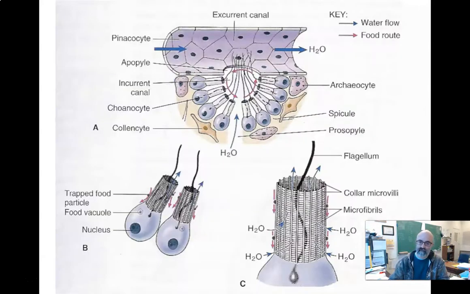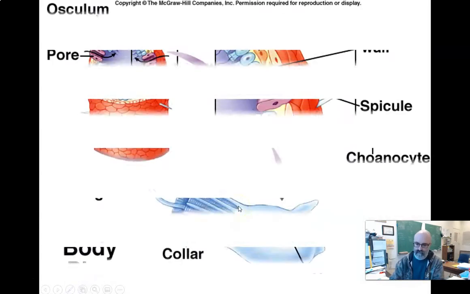Okay, so here are those choanocytes. A current is created by these flagella moving, and we see as the water moves, little particles get trapped in these little microvilli, or collar, on the outside of the choanocyte.